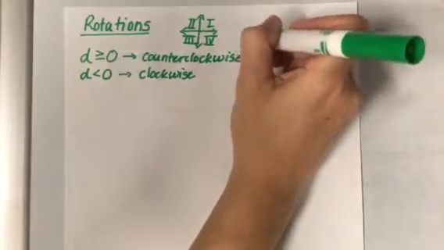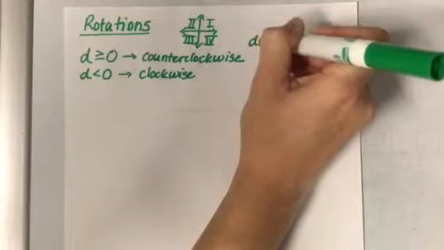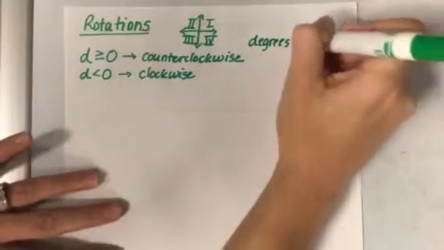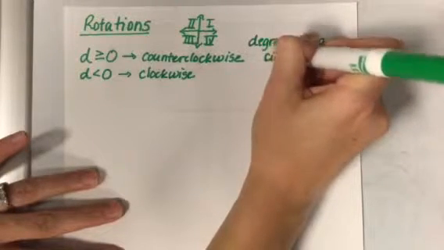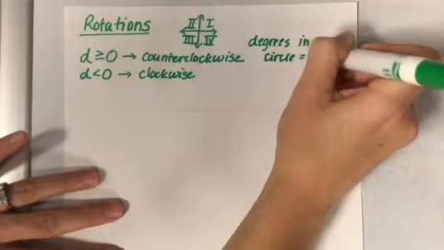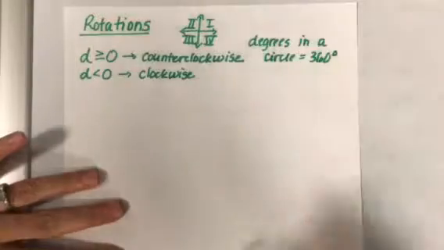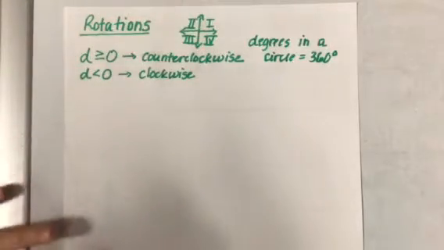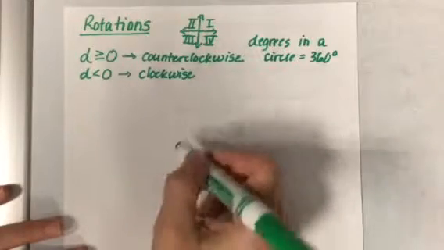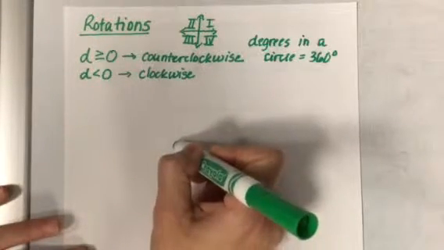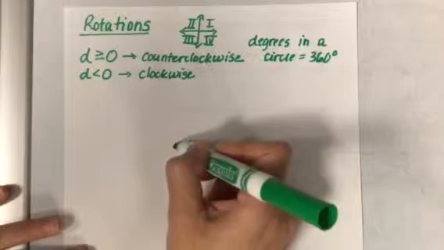And we already talked about that the degrees in a circle equal 360. Okay? All right. After you're done with these notes, I'd like you to make a copy of this line.